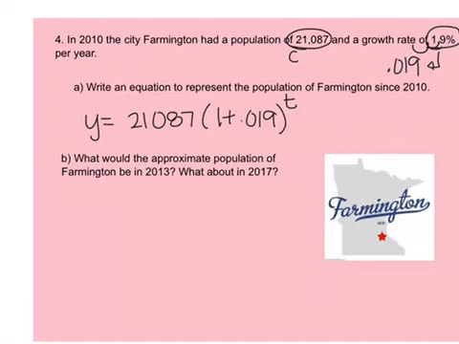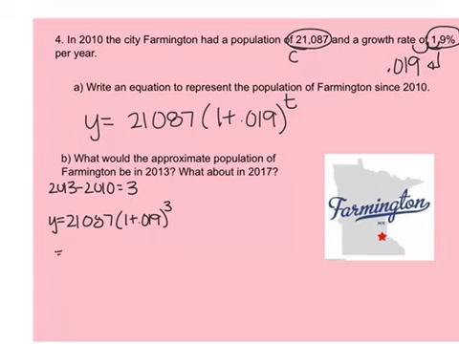So part B has 2 different questions. I want to know what's the population of Farmington going to be in 2013, and 2017. So we're going to do 2013 first. So I need to see how much time has gone by from 2010 to 2013. So I'm going to subtract those. And I want to do the bigger number minus the smaller number. So I want to do 2013 minus 2010. I'm going to get 3 years for that. So we're going to plug 3 in for our time that's gone by. When I plug that into a calculator, I get 22,311.94. So again, we can't have 0.94 of a person, so we're going to round that up to be 22,312 people.